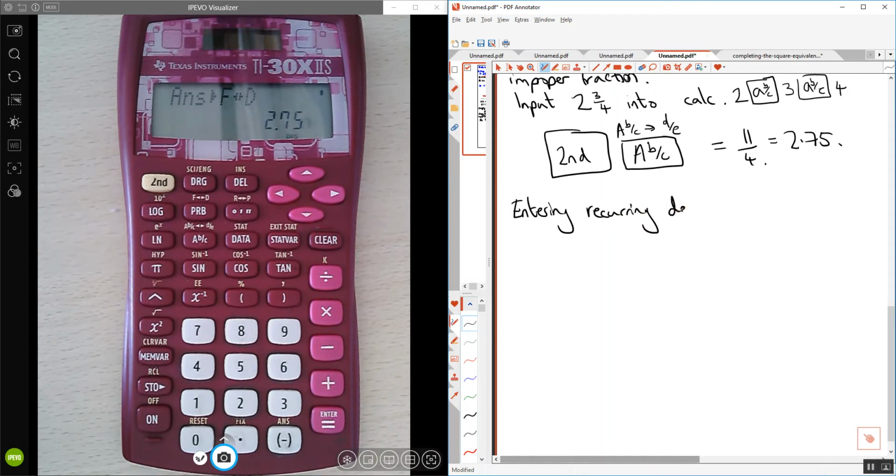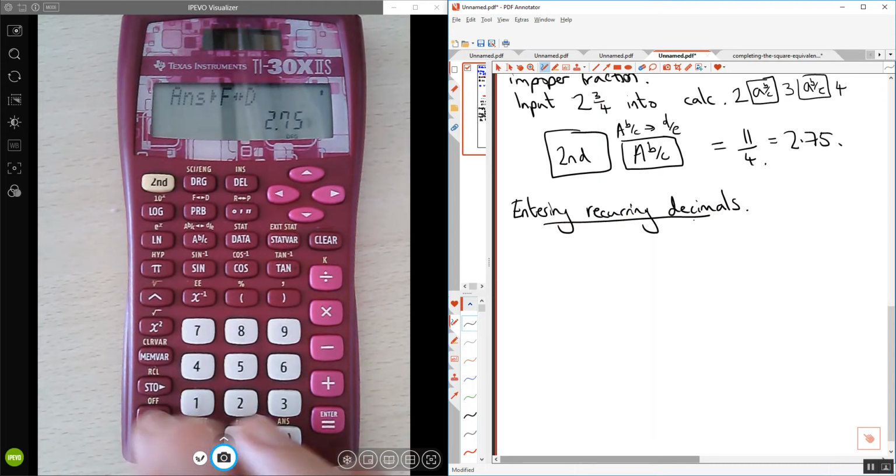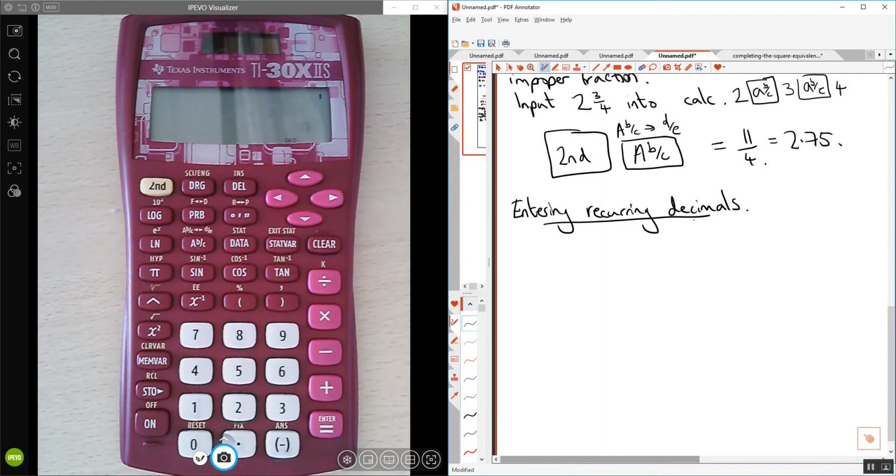Entering recurring decimals. So, what is a recurring decimal? Tyler? Or give me an example. It goes on forever, yep. How do we write that? 0.3 with a little dot above, okay? Now, depending on some of your calculators, you might be able to put in the little dot.